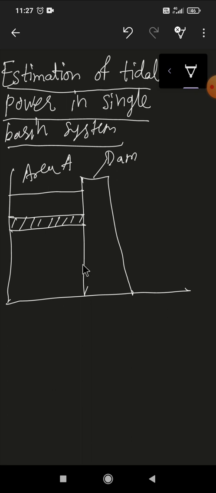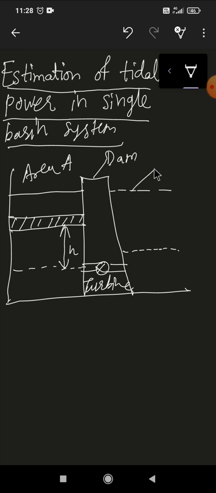This is the turbine. And suppose this is the height H from the basin, and suppose this is the tide range. So this is the high tide level, and this is the low tide level.